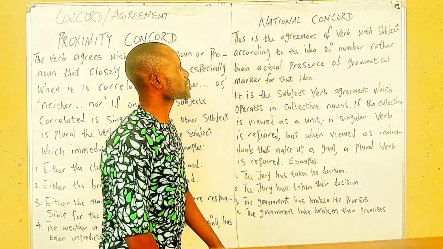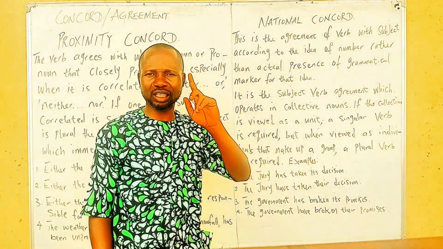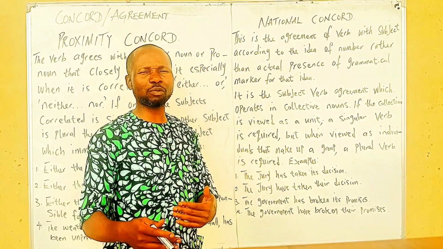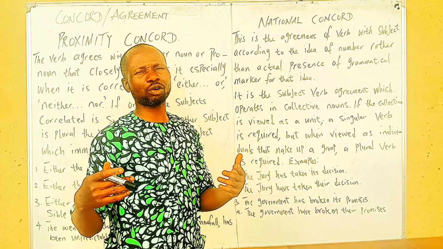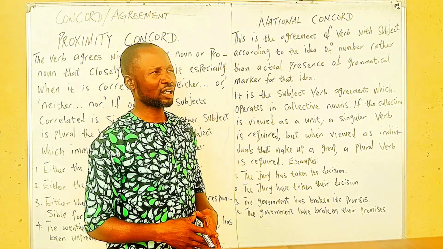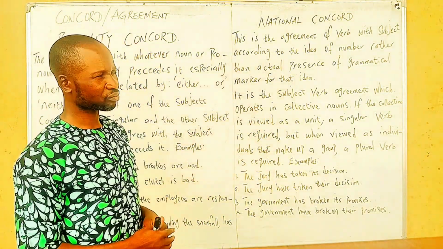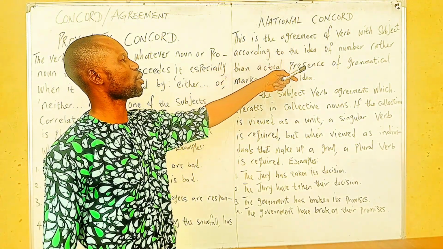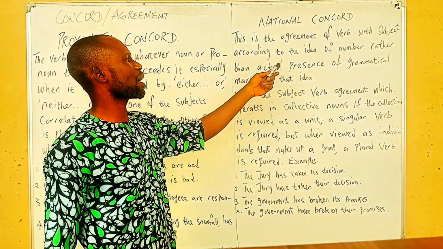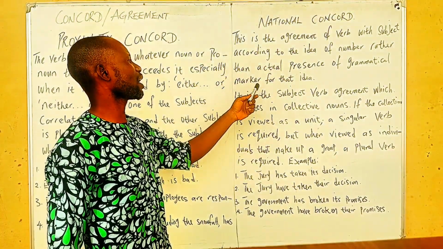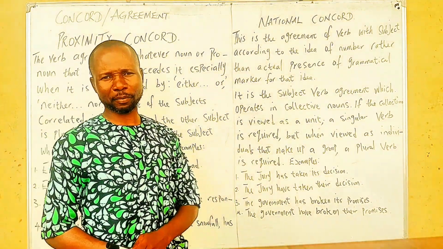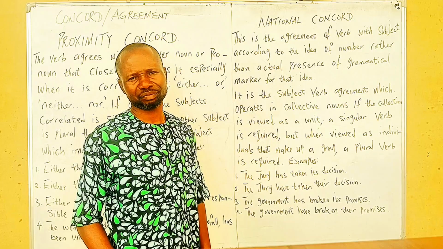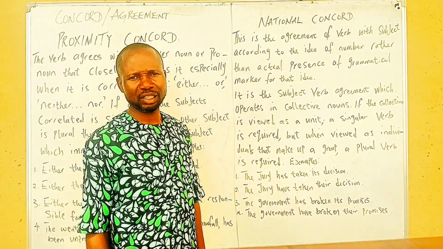Then second to the last, because we still have one more topic left, which is what? Notional concord. I'm going to say that one is the most, will I call it, problematic concord. Now let us look at this one, notional concord. It is the agreement of verb with subject according to the idea of number rather than actual presence of grammatical marker for that idea. In this one, we look at things as an entity, not as individuals. Let's look at it here.